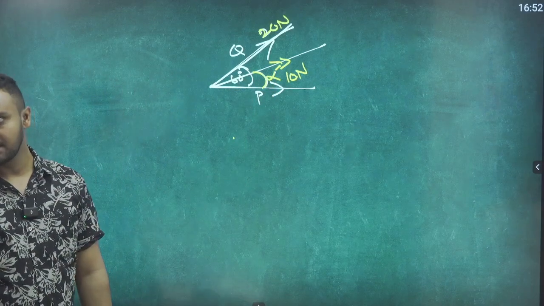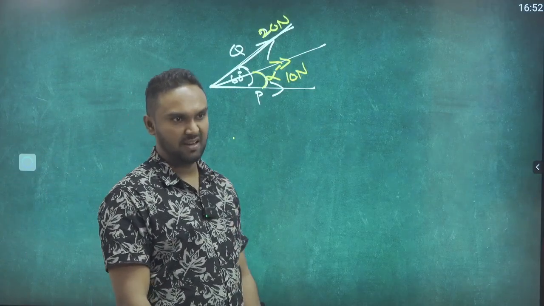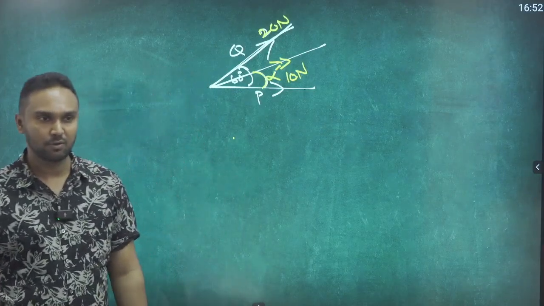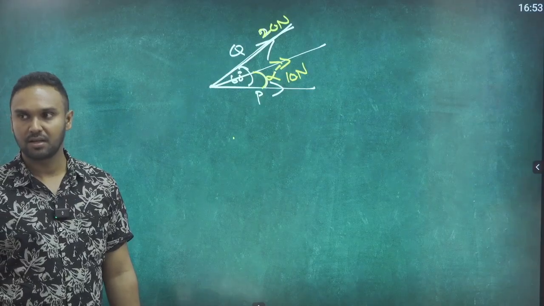We can call it alpha. So how do you calculate alpha? Can we use tan theta equals Q over P now? Can you use it? Can you use tan theta equals Q over P?